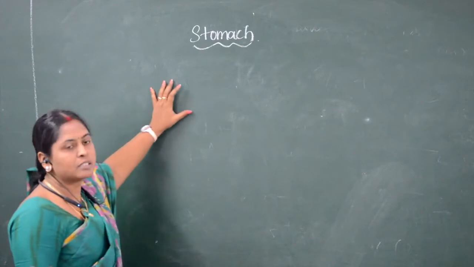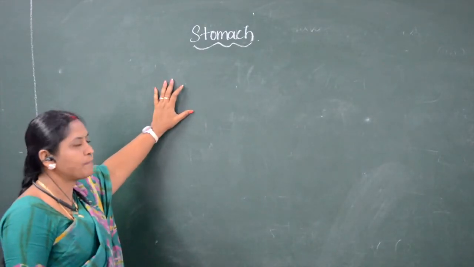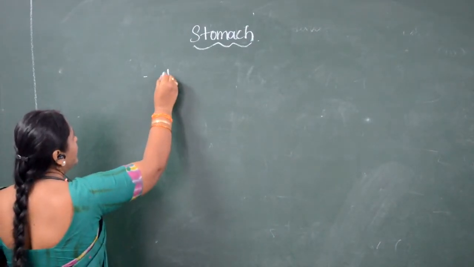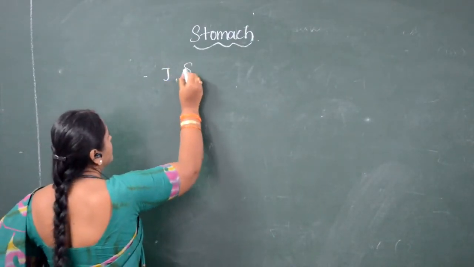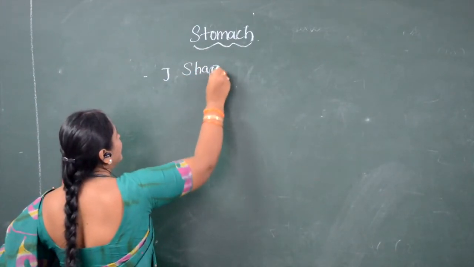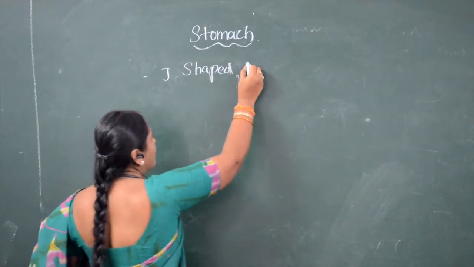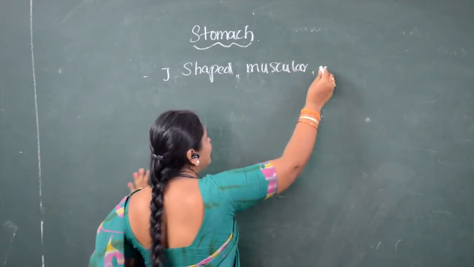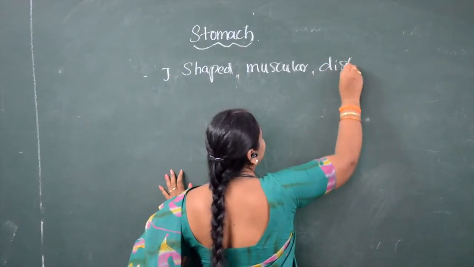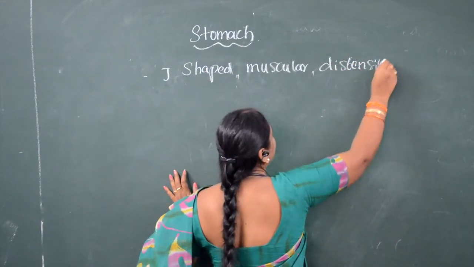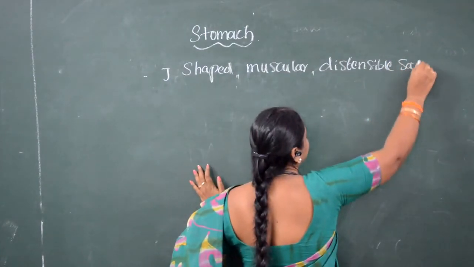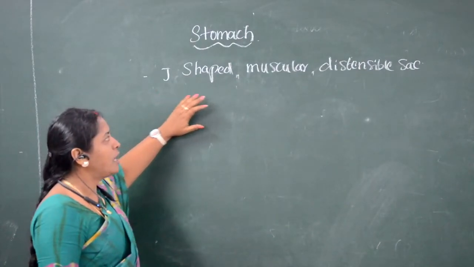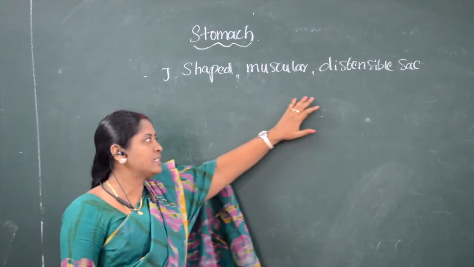The next part in the digestive system is the stomach. The stomach is a J-shaped, muscular, distensible sac. Stomach is a J-shaped muscular distensible sac.